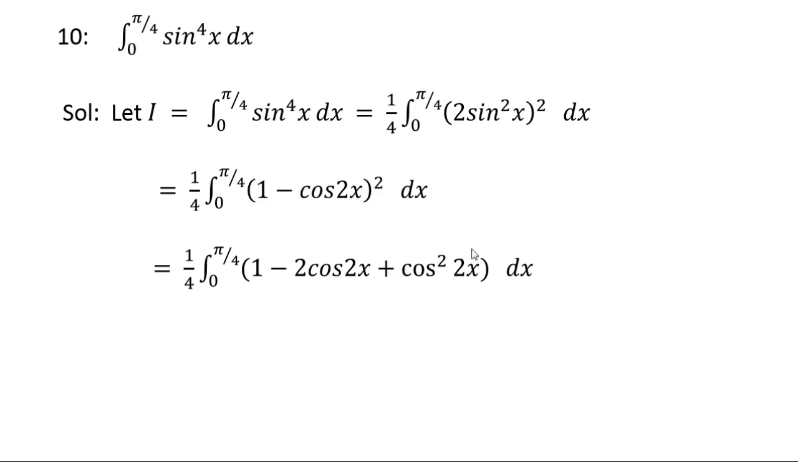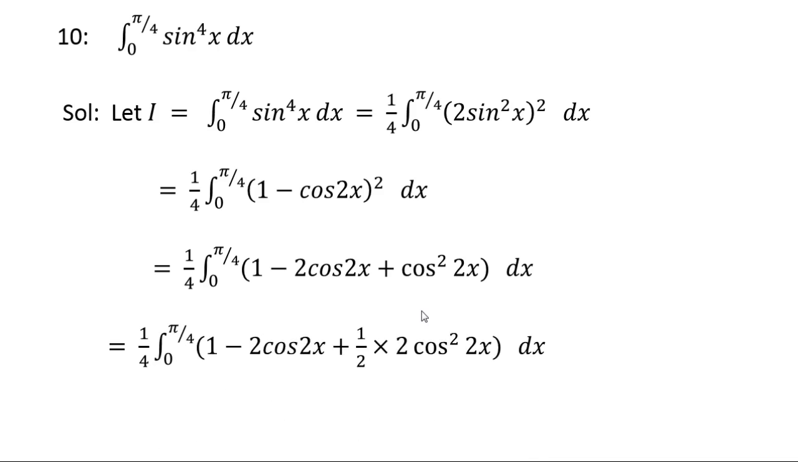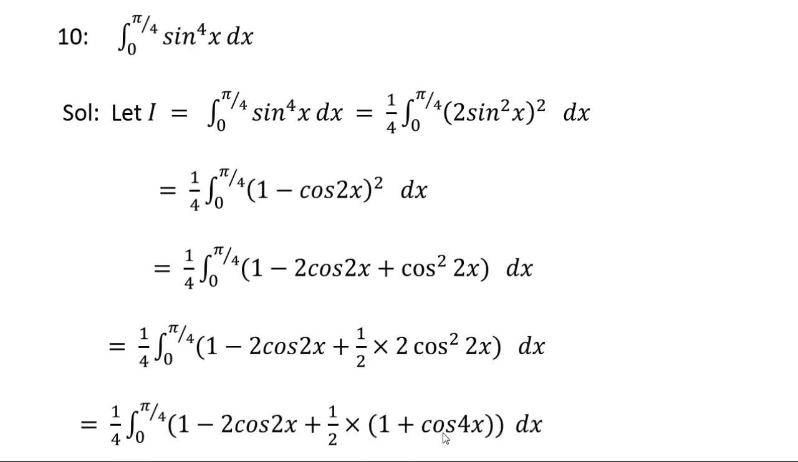Actually this is cos square 2x, and it still has an index, a degree of 2. To reduce it I will use the formula 2 cos square theta is equal to 1 plus cos 2 theta. I will use this formula here. So I adjust 2, and in place of 2 cos square 2x I read 1 plus cos 4x.